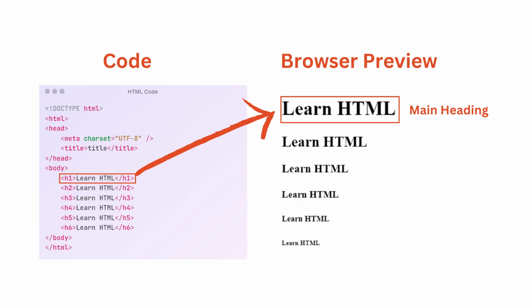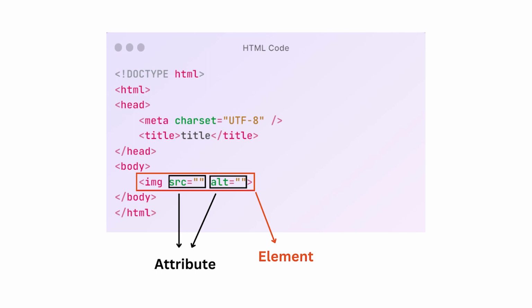Let's take a look at an example. The h1 tag represents the highest level of heading in HTML and it is used for main headings. As you can see, the h1 opening tag marks the starting of the heading and the h1 closing tag marks the end. HTML elements can also have attributes that provide additional information about the element.